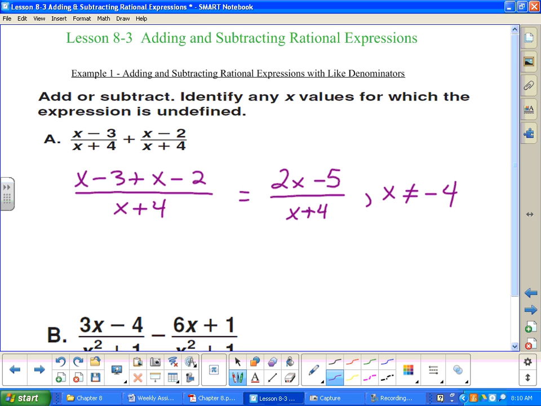Now, the one thing you need to make sure of is after you simplify it, you do need to check just to make sure that your answer cannot be simplified further also. Okay, that there isn't any factoring that can happen and cancellation. And the numerator 2x minus 5 and the denominator of x plus 4, they have no common factors, so I can't simplify that.